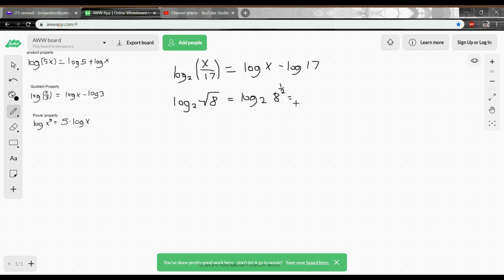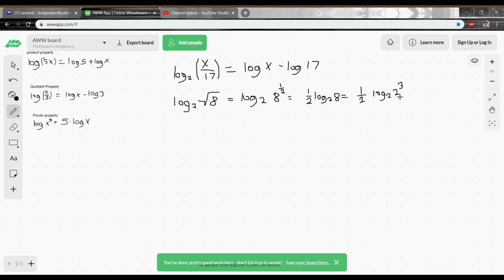We can rewrite this as 1/2 times the log base 2 of 8. And we could perhaps leave it there. However, we could try to simplify this further by saying that 8 is the same as 2 cubed. So let's write it as 1/2 times the logarithm base 2 of 2 cubed.